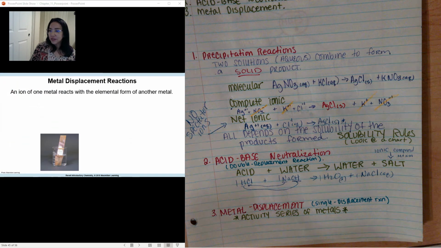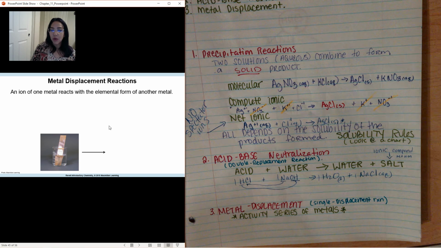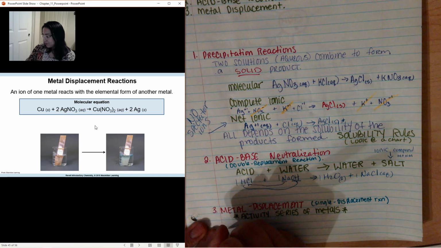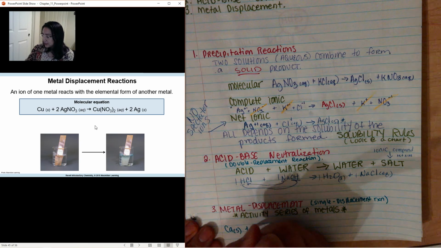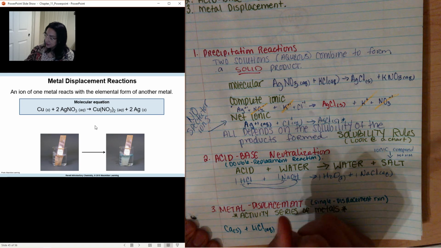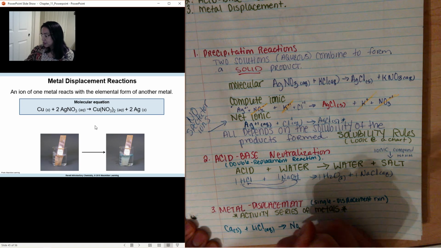Okay. So for metal displacements, we have to look at the activity series of the metals. Basically, can one metal replace another metal in the reactivity series? If it can replace, you have a reaction. If it cannot replace, you're going to write no reaction. The example I gave was, can calcium solid replace lithium in a lithium chloride aqueous solution? When we saw the activity series, we saw that it cannot. So this is a no reaction.